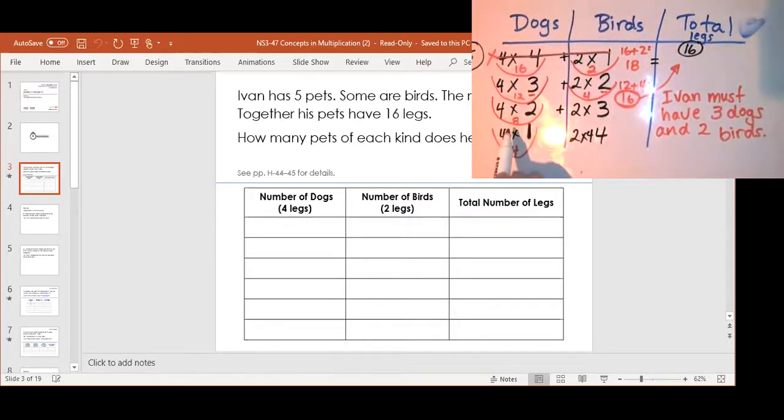We could do the rest. We could see what happens. So he's got 8 legs here. 2 times 3 is 6. And what is 8 plus 6?